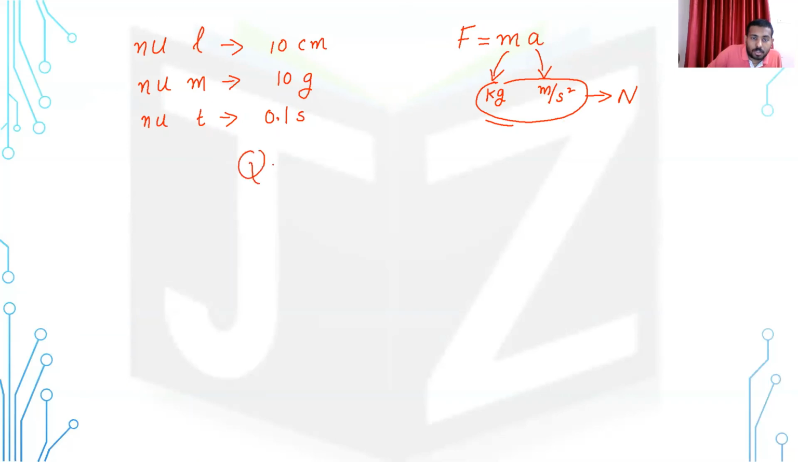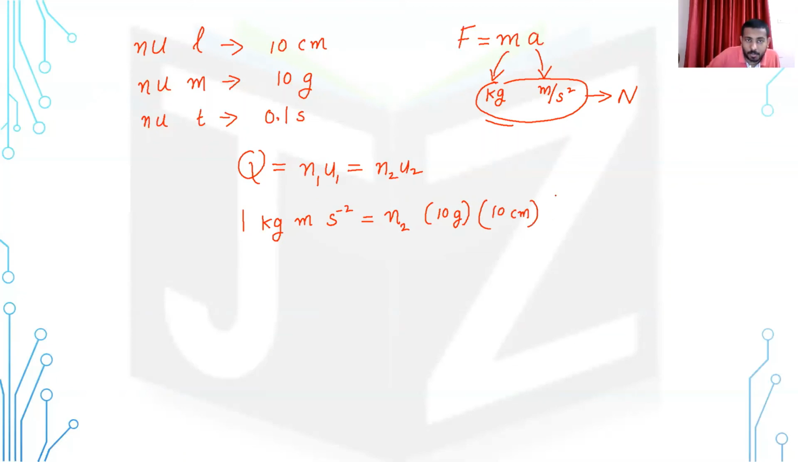So using the equation Q is equal to n1 u1 equal to n2 u2, we can write in the SI system we have 1 Newton, or in other words 1 kilogram meter second raised to minus 2, is equal to, we don't know the value of force in the new system of units, so we take it as n2 into the new unit of mass 10 gram, the new unit of length 10 centimeter, and the new unit of time 0.1 second. So we have to find the value of this n2.